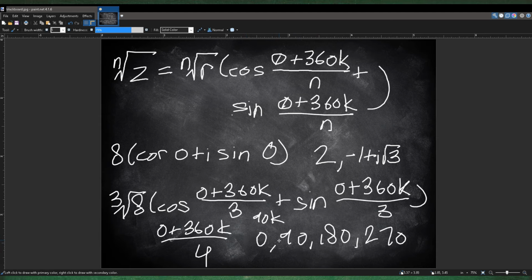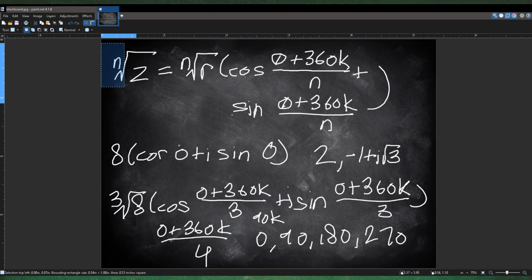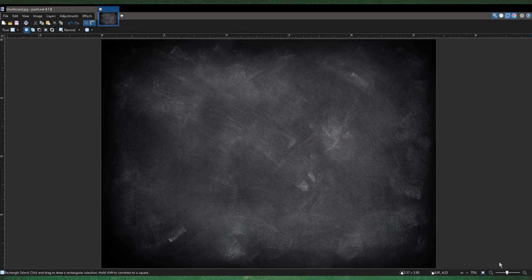So you have cosine 0 plus i sine 0, and then cosine 90 plus i sine 90, and then cosine 180 plus i sine 180, and cosine 270 plus i sine 270, each multiplied by the fourth root of the magnitude. And that's basically how you find the complex zeros using polar form.